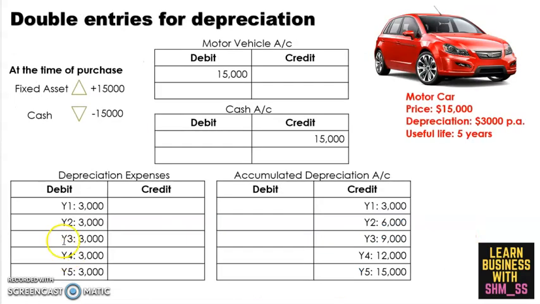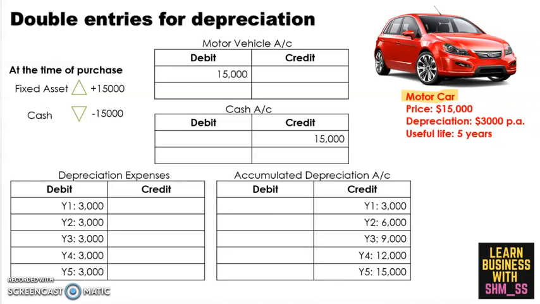All right, we'll go to the next topic, which is double entries for depreciation. We know double entries, debit and credit. When dealing with depreciation for double entries, let's say we buy a motor car for $15,000, depreciation is $3,000 per annum, and useful life is 5 years. We have all the information here. We just have to make the entries for this transaction.